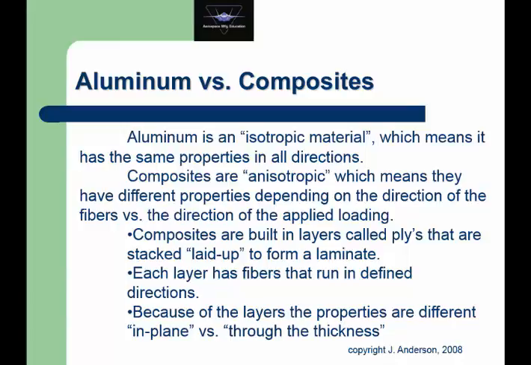Composites, on the other hand, are anisotropic, which means they have different properties because of the direction of the fibers. We saw how that worked. Composites are built in layers called plies that are stacked up or laid up to form a laminate. And each layer has fibers that run in defined directions. Because of the layers, the properties are different in plane or through the thickness.